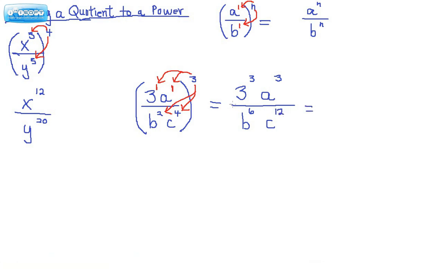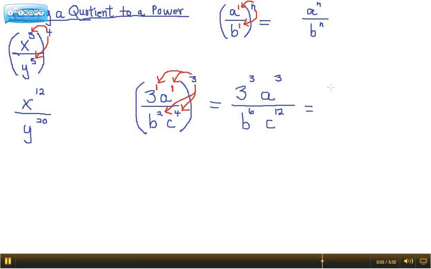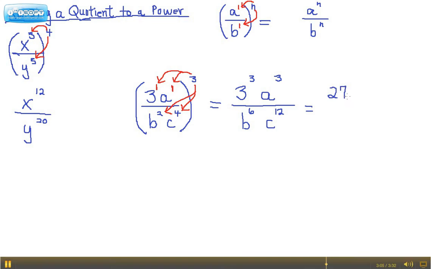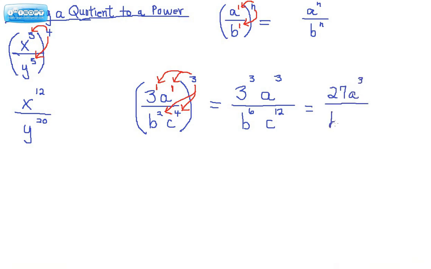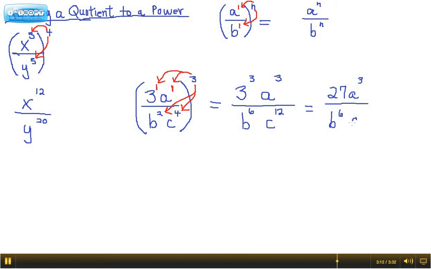Then we can actually raise 3 to the third power and get 27, a to the third, over b to the 6th, and c to the 12th.